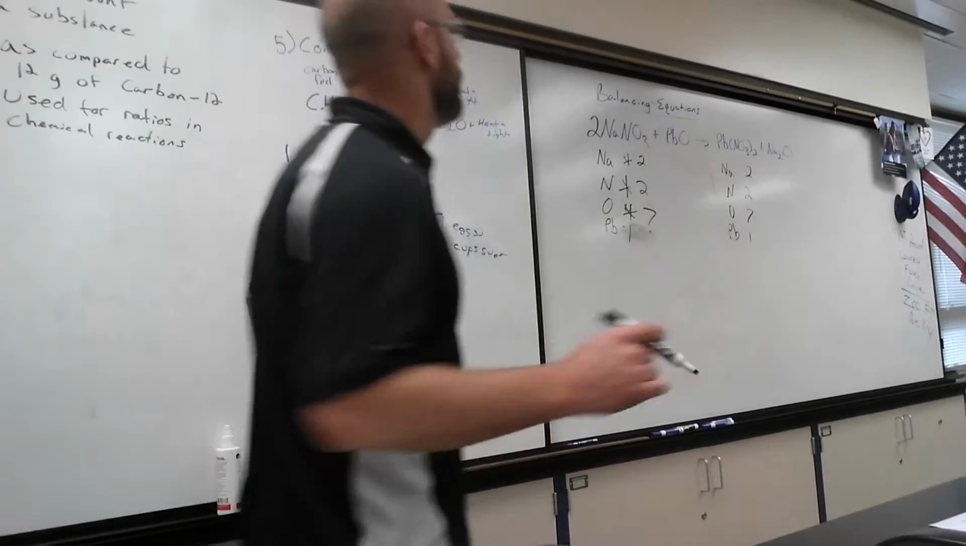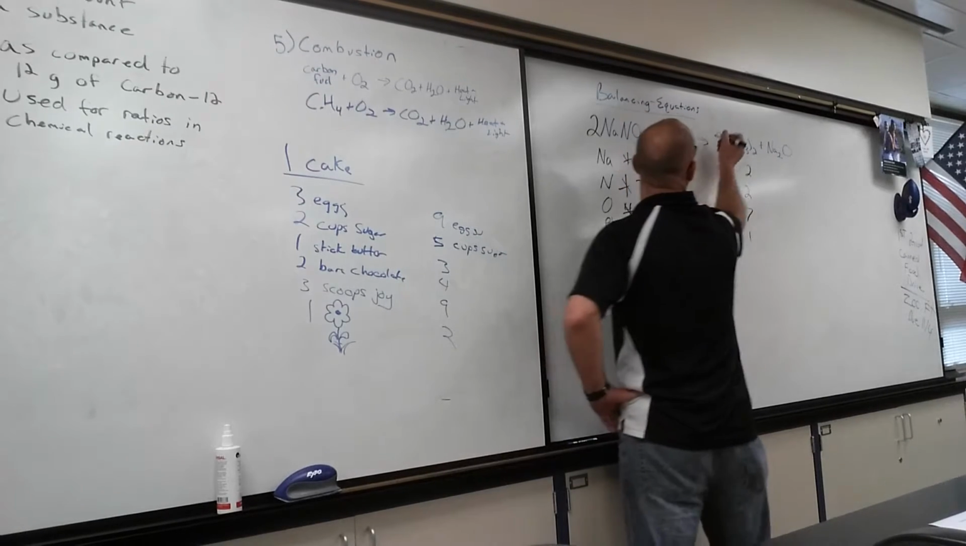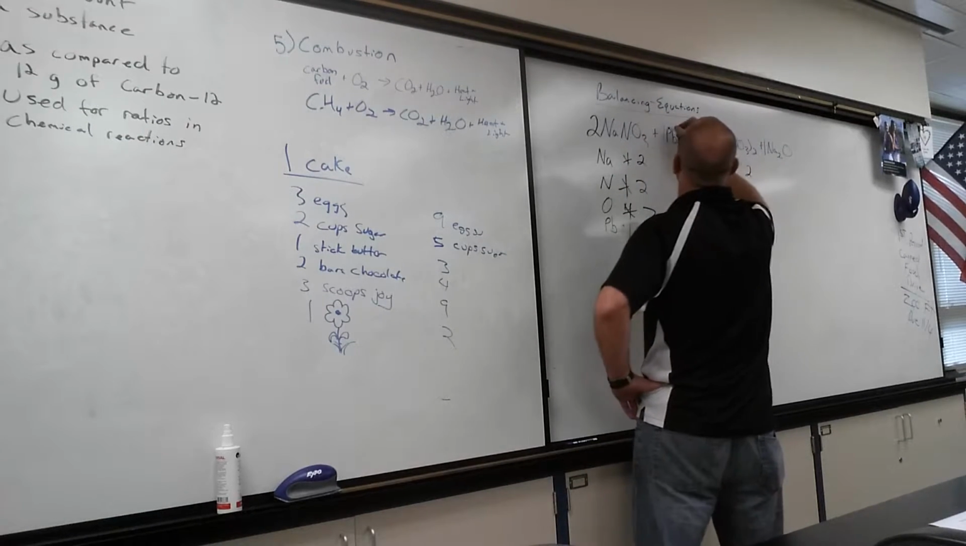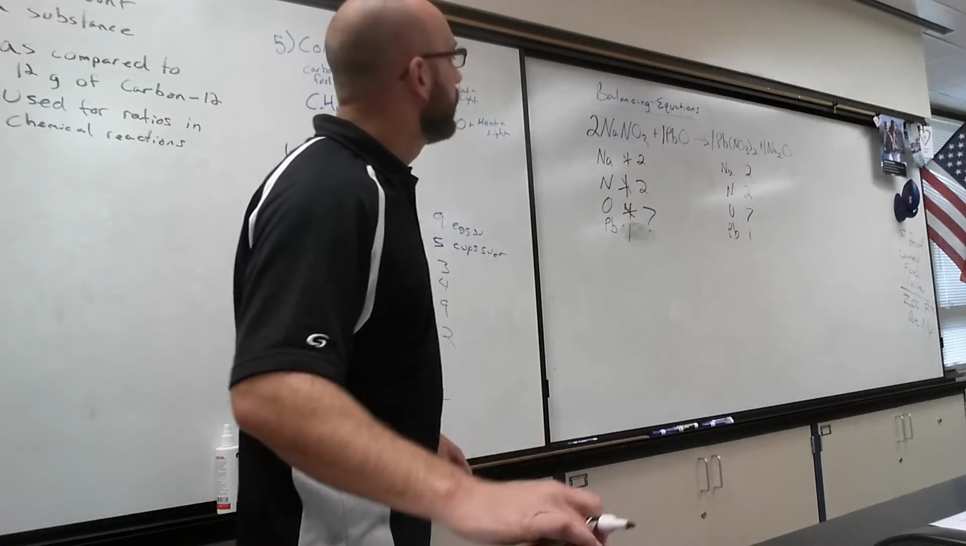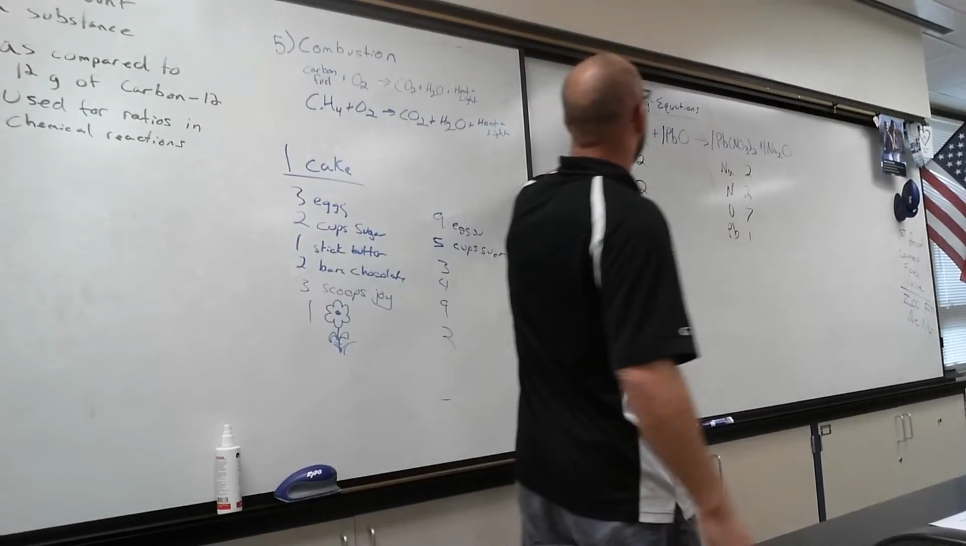All right? Now, if there's nothing there, we assume it's 1, right? We don't have to write that. I'll write it this time just so you can see it. It's assumed that there's a 1 there. So now we have a balanced equation. We have 2, all right?